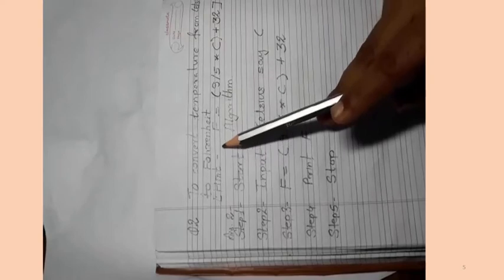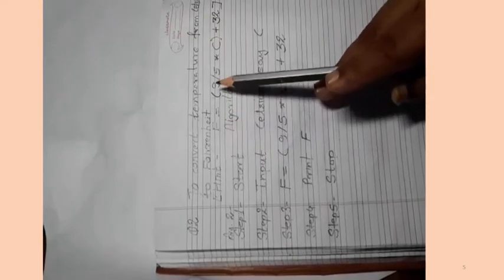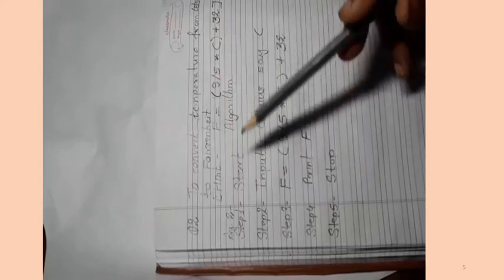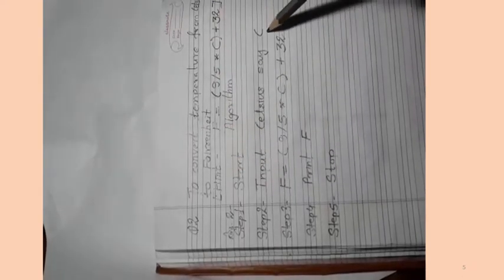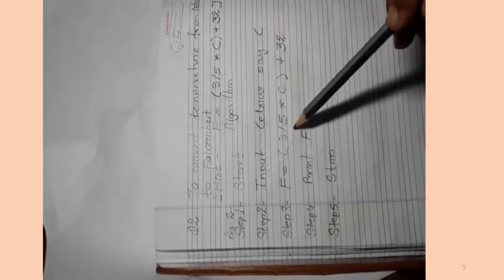As we have done question number 1, similarly question number 2 is to convert temperature from Celsius to Fahrenheit. The hint is given, this is the processing logic: F is equal to 9 divided by 5 into C plus 32. So the algorithm goes like this. Step 1, start. Step 2, input Celsius, say C. C is the variable here. Step 3, F is equal to 9 divided by 5 into C plus 32. This is the processing logic which is given as a hint. Step 4, print F. Step 5, stop.